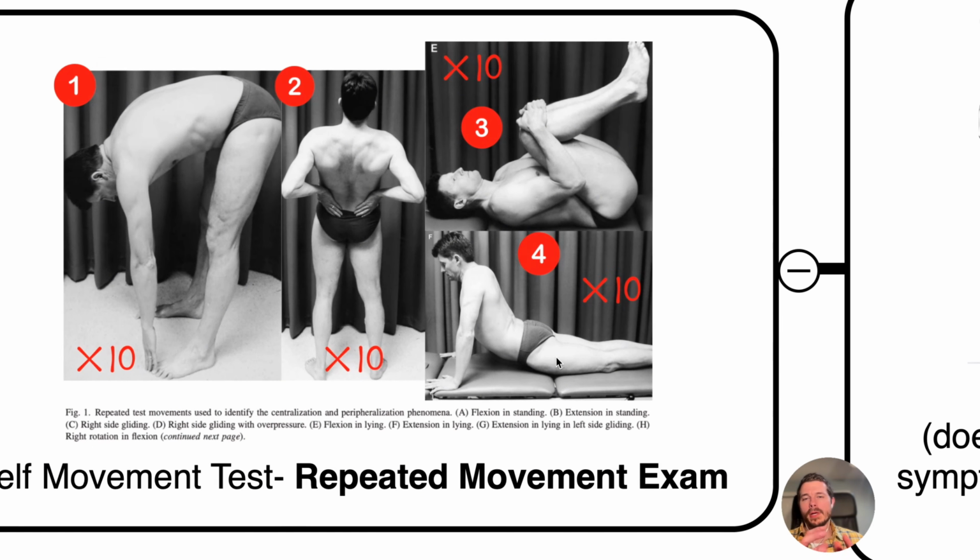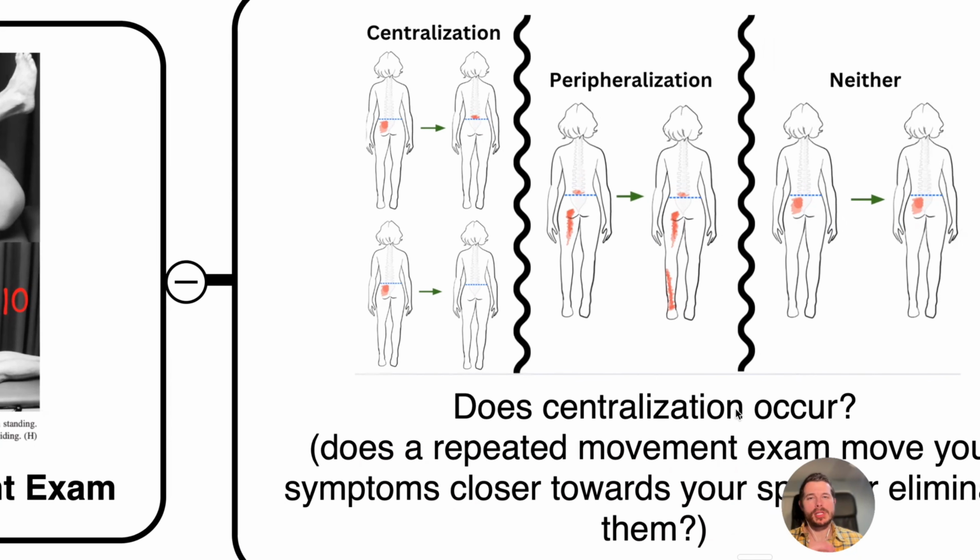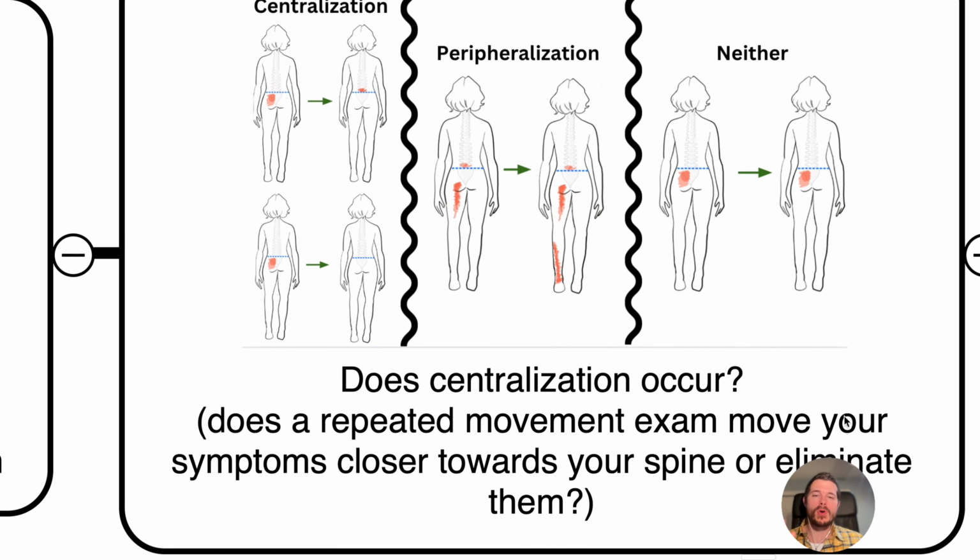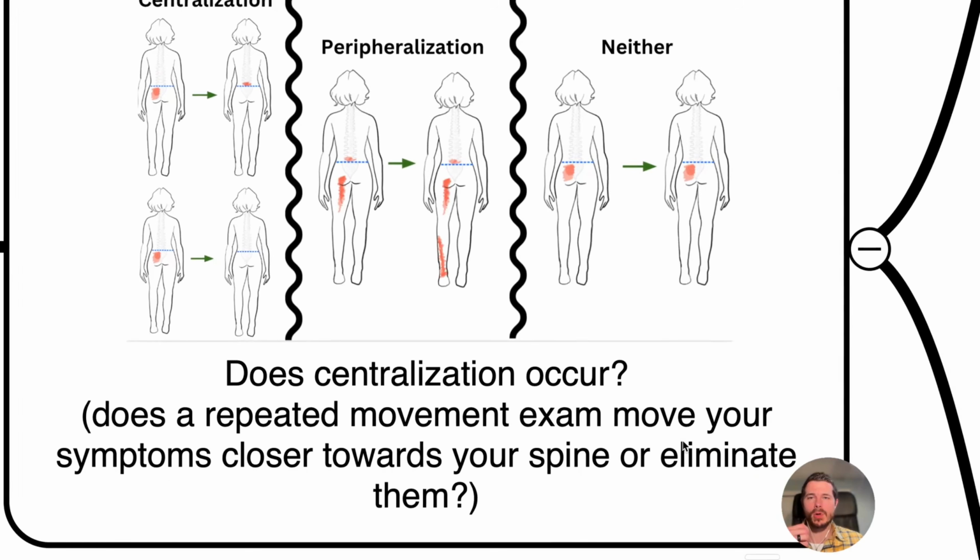Final motion. Lay on your belly. Push on up. 1 rep. Now do 10. Does centralization occur? That's what you're trying to assess for. Does a repeated movement exam move your symptoms closer towards your spine or eliminate them?